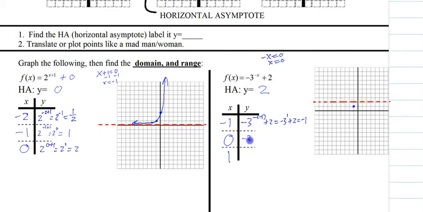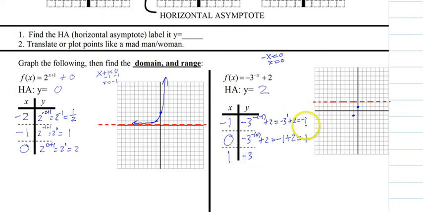And then 0. That's -3 to the 0, which is 1. -1 in this case. Plus 2, which is 1. So it's 0, 1. I graphed that one incorrect. It's -1, -1. And that one's 0, 1. Okay? And then we plug in the 1.